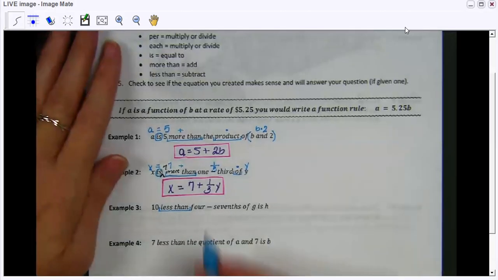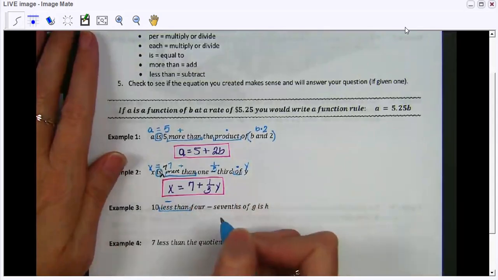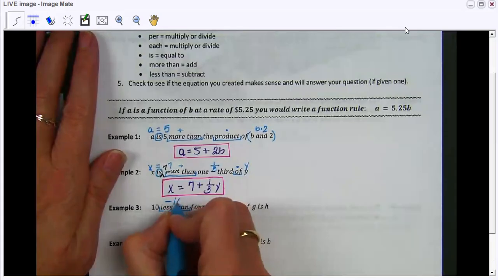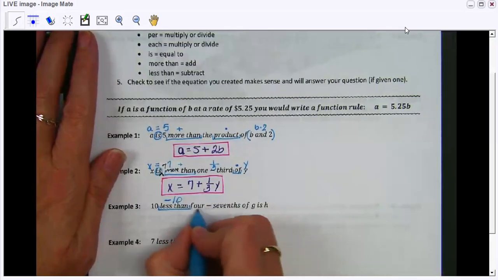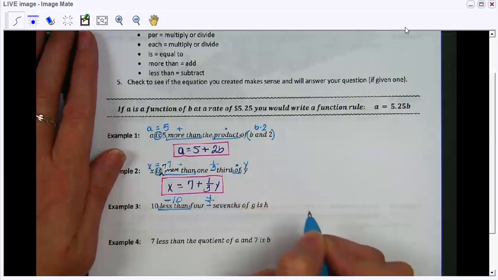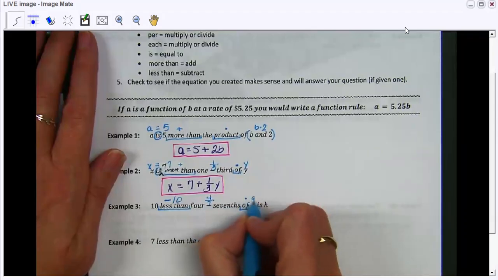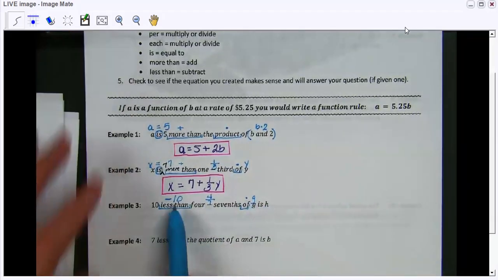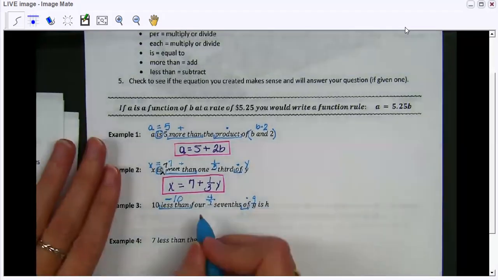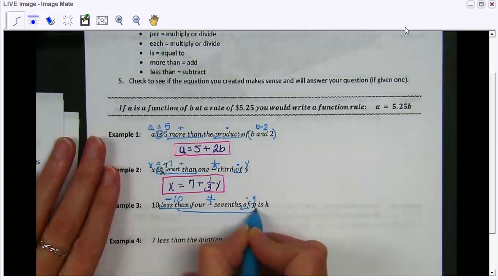So let's look at this. Less than means subtract, right? 10 less than means that we're going to subtract 10 from 4/7 of G. Of means multiply G. So we're going to subtract 10 from 4/7 G because the less than goes behind that second term.